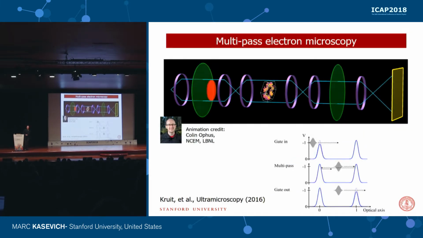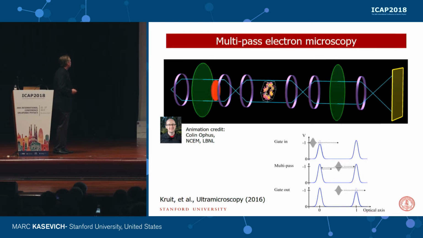So with that simple idea, let's think about the impact of this in terms of implementation. This is an animation due to Colin Ophus at the National Center for Electron Microscopy up at Berkeley. And what he's showing is an electron propagating through and passing through this biomolecule many times, and then every now and then you periodically outcouple it and take a picture. I'll show you the results of some simulations that he's done in just a moment.